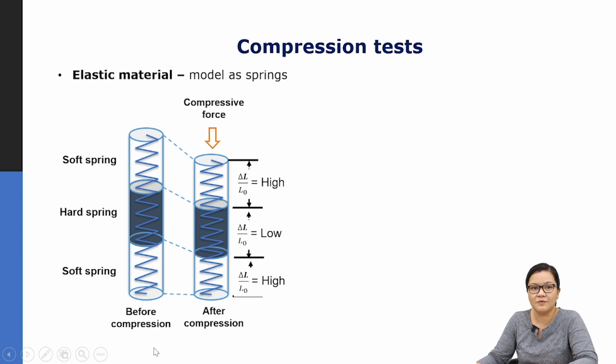This is how it looks before compression. Now, if you apply some sort of compressive force onto that material, you would get strains associated with each of these regions. And we know that for a softer spring, the strain would be much higher than for a stiffer or harder spring, as you can see here.